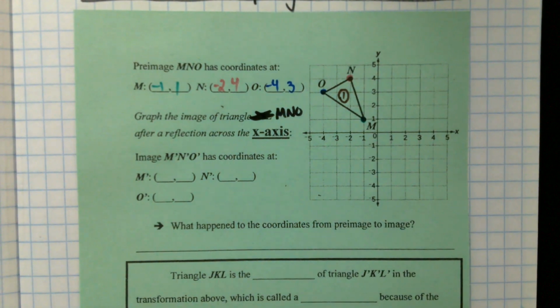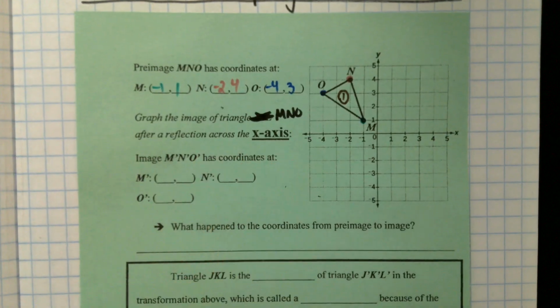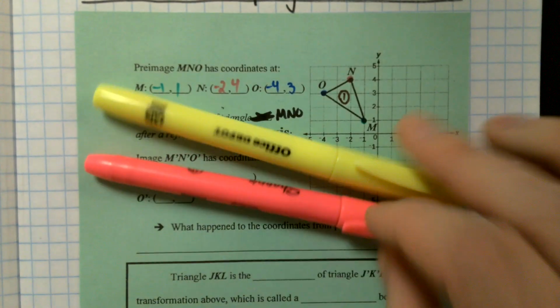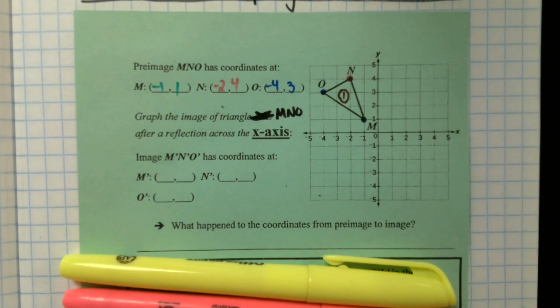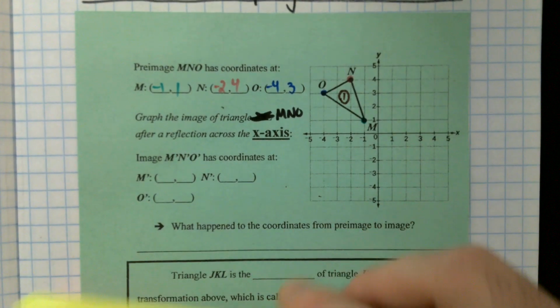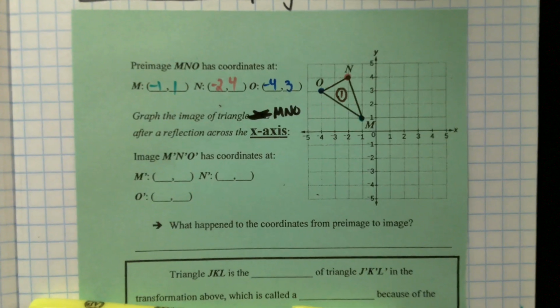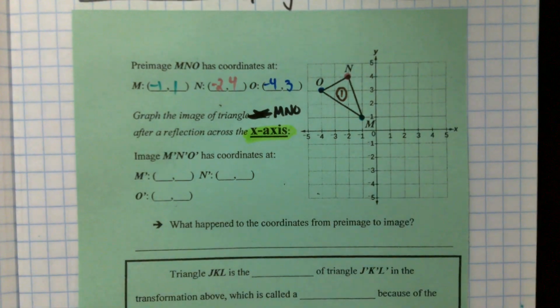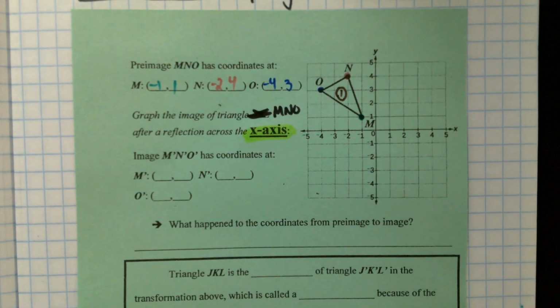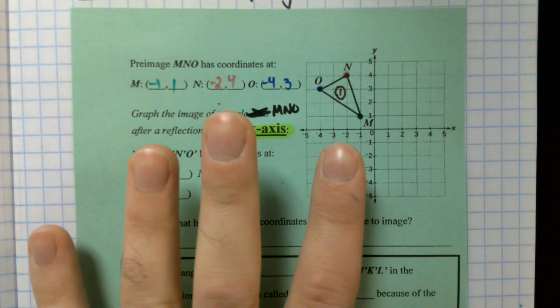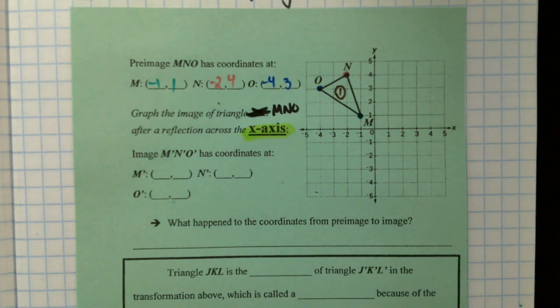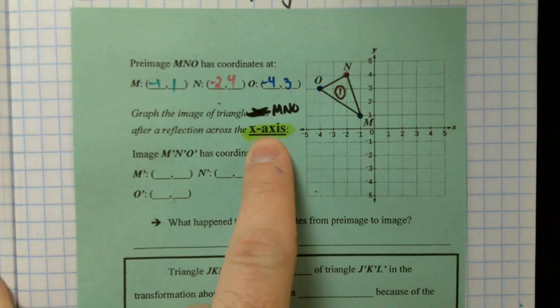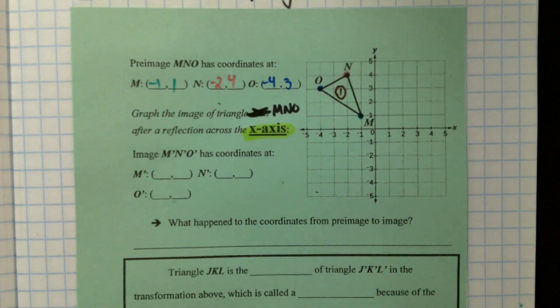We're going to graph the image of triangle MNO after a reflection across the x-axis. So everyone take out a yellow and a pink highlighter for me real quick. Whenever we do a translation, we've got a certain direction and a certain number, right? I'm going 3 to the left, 4 up, 5 down, 2 to the right. Reflections are a lot easier in the sense that we only have 2 types of reflections. A reflection across the x-axis and a reflection across the y-axis.